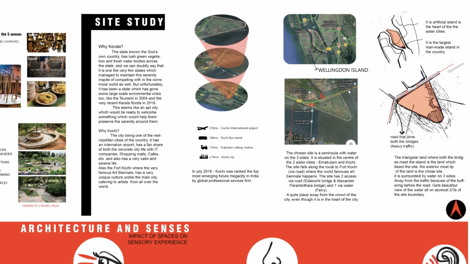Willingdon Island is the largest artificial island in the country, and my site is at the southernmost tip of the island, which is a triangulated land where both the bridges meet, and it is separated from the island by the roadways from Cochin and Ernakulam. It is a quiet place away from the crowd of the city, even though it is in the heart of the city. It is surrounded by water on 3 sides, and the ways of access are through ferry and roadways. The site has 2 accesses via road, the Edapally Bridge and Alexander Parambithara Bridge, on a huge land of 56 acres of which the bottommost 10 acres of the site is taken. As you can see, the triangulated land where both the bridges meet the island is the land which bears the site. The exterior-most tip of the land is the chosen site. It is surrounded by water on 3 sides, and it is away from the traffic because of the buffering before the road.